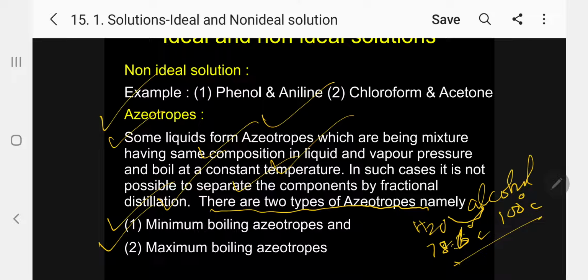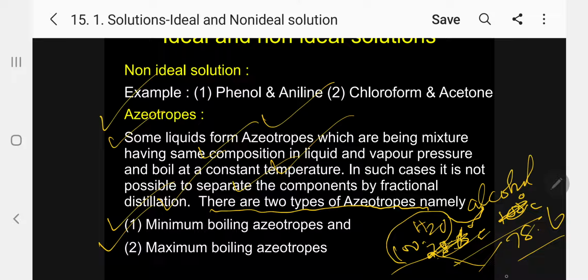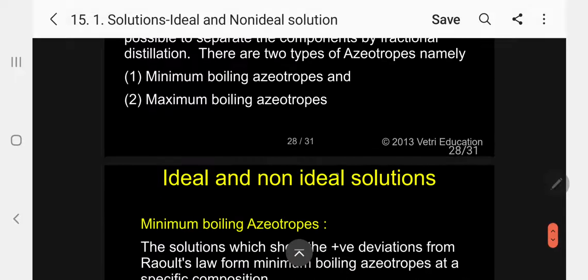Water and alcohol, at a particular composition, combine and form a single solvent and boil at a lower boiling point than that of pure water and alcohol. That is, water is 100, alcohol is 78.6. So the boiling point of this resulting mixture, which has a constant composition, is less than 78.6. Let me come to a specific example, kindly follow.